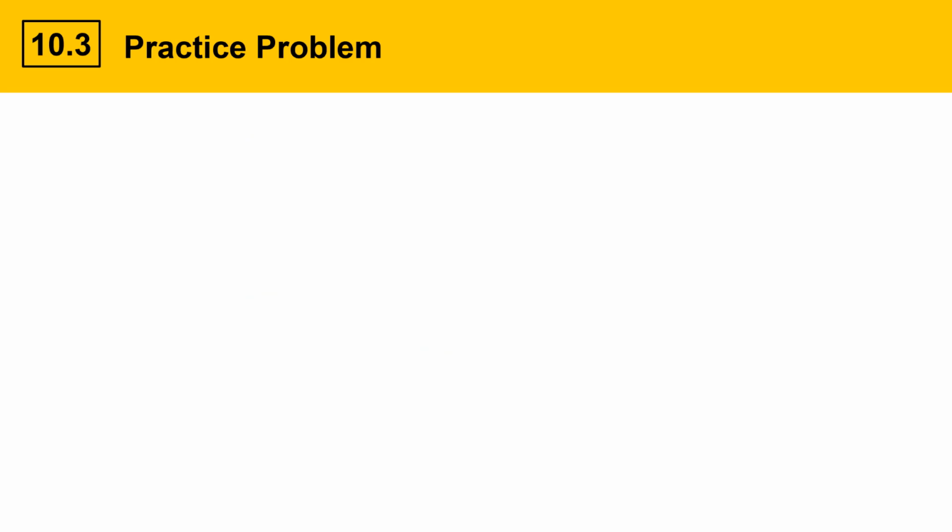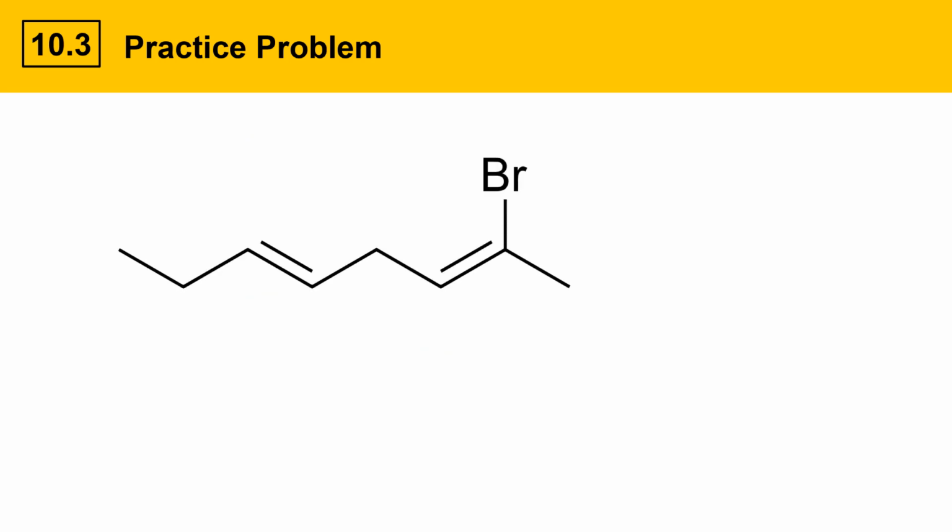Let's go through one more practice problem. Here's a molecule that contains 2 alkenes, so this is going to be named as a diene. We'll first start off by finding the root name. That would be the longest carbon chain that runs through both of the carbon-carbon double bonds. It's indicated here with a yellow highlight.